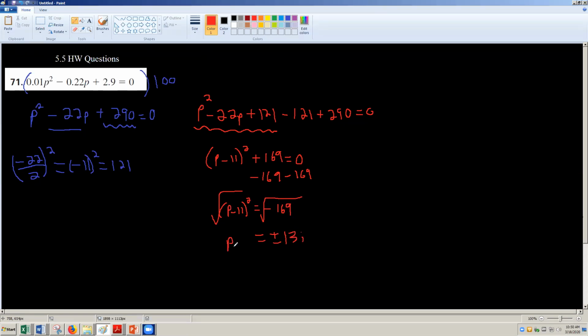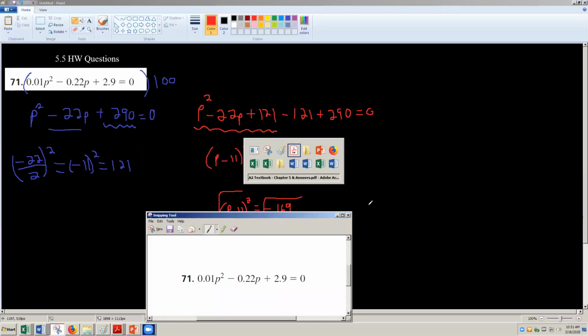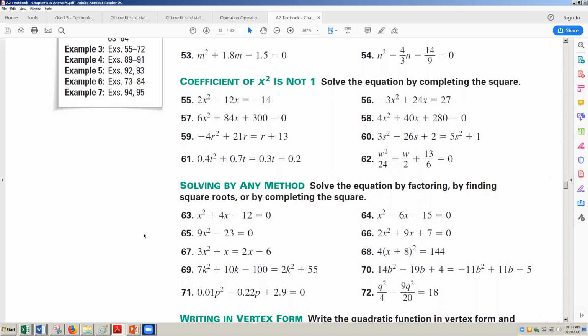And I have p minus 11 is plus or minus 13i. I'm going to add 11 to both sides. So my final answer here should be p equals 11 plus or minus 13i. Any questions here? Perfect. All right. Let's look at the next one.